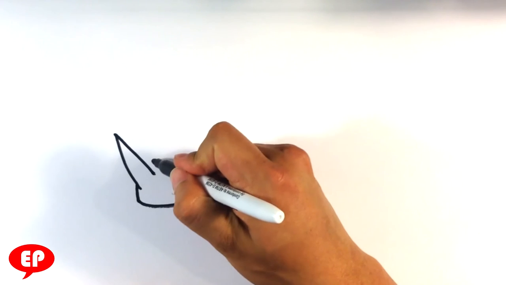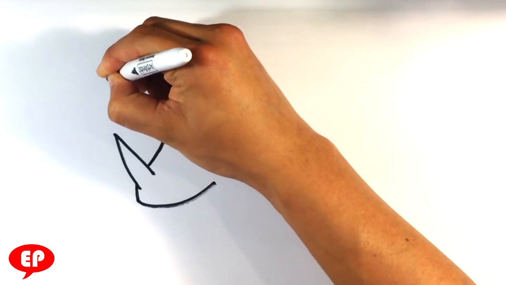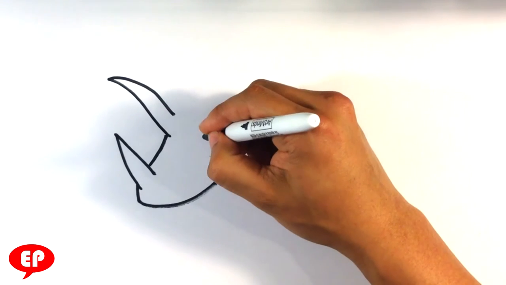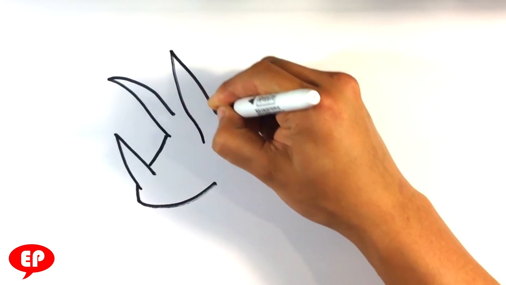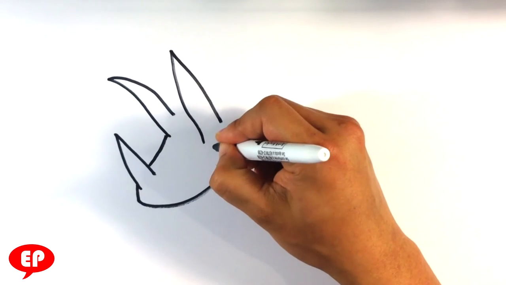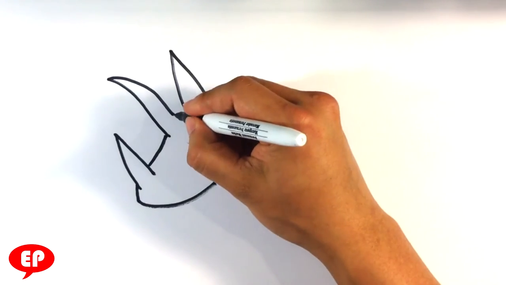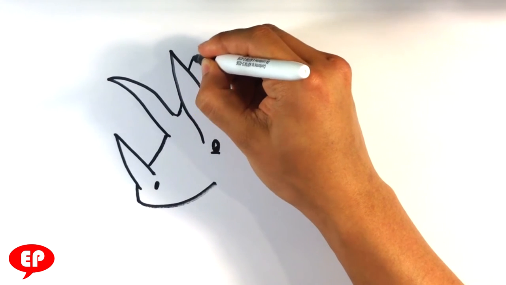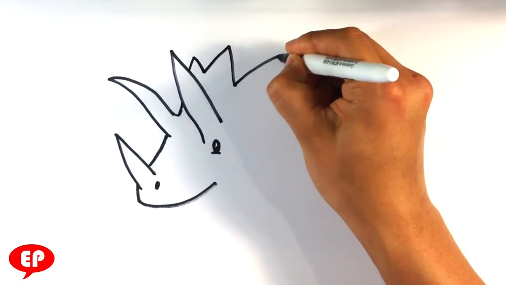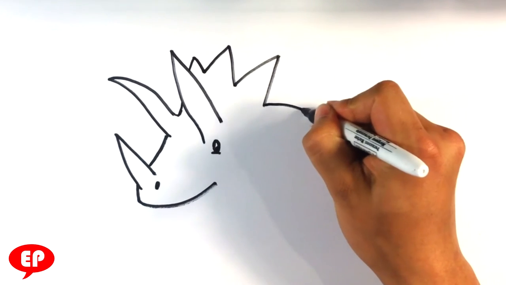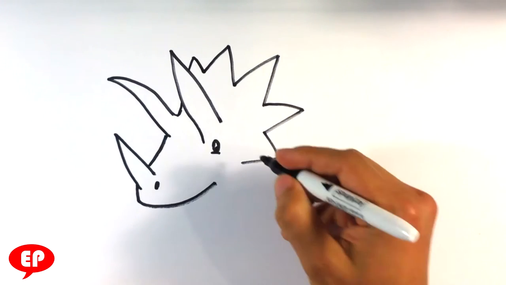Bottom of the mouth. Up. Top of the head. Horn on one side. Horn on the other side. Eye. It's going to be a really tiny, cartoony eye. And then, oh, sorry, the nostril here. And then the back of the head there has that crest.